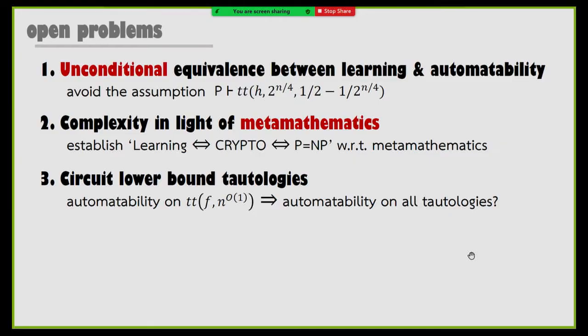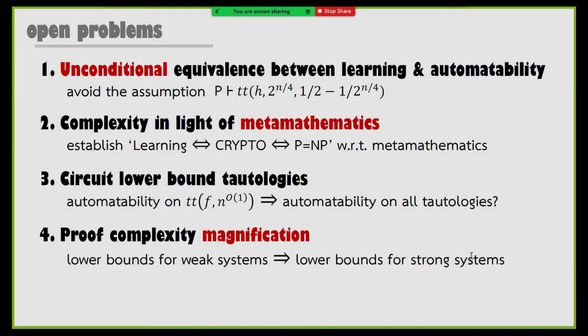Next, how substantial is this restriction of automatability to circuit lower bound tautologies? Is it possible that if you have automatability on circuit lower bound tautologies, then you can automate your proof system on all tautologies? This question is closely related to the question of NP completeness of MCSP.